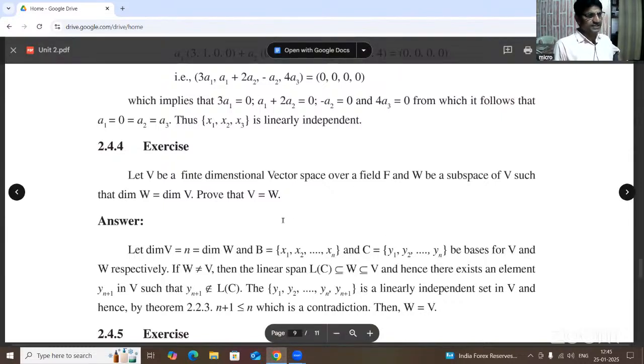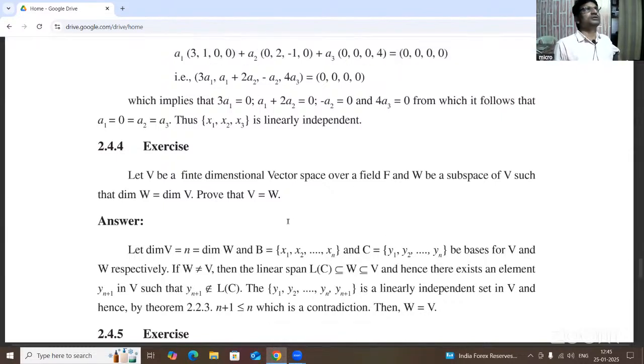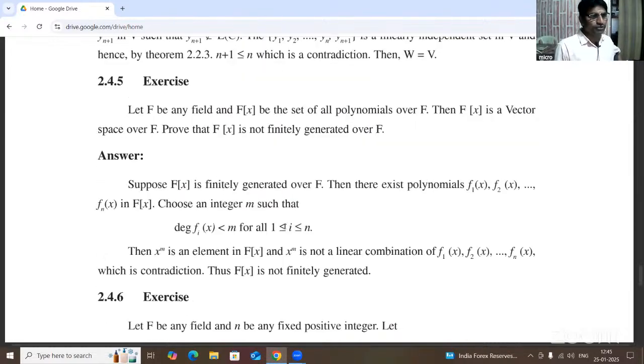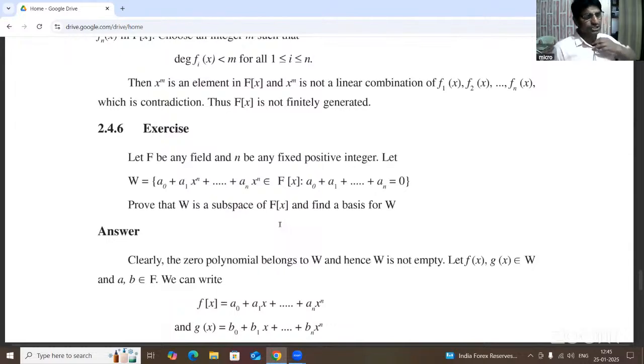Okay, students, this is 2.4.4. This is also one of the important problems. Please note it down, because this is the third session of the online class.